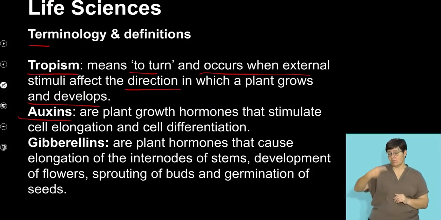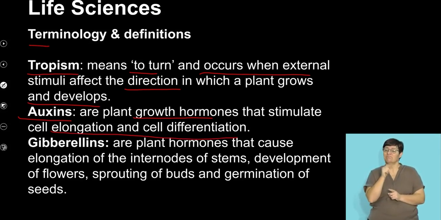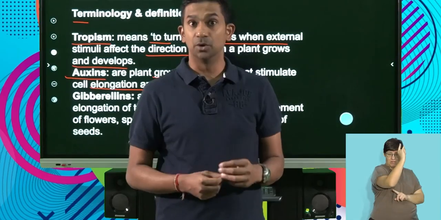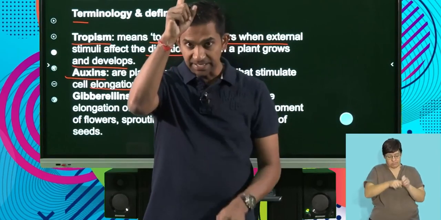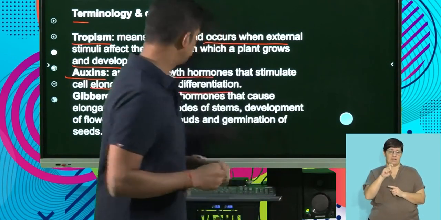We're going to look at hormones, and one specific hormone we're looking at are called auxins, and these are plant growth hormones that stimulate the elongation and cell differentiation. So if we talk about the growth of a plant and its increase in height, both vertically up and into the ground, that's because of hormones called auxins.